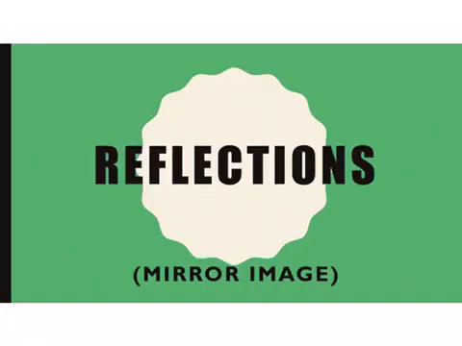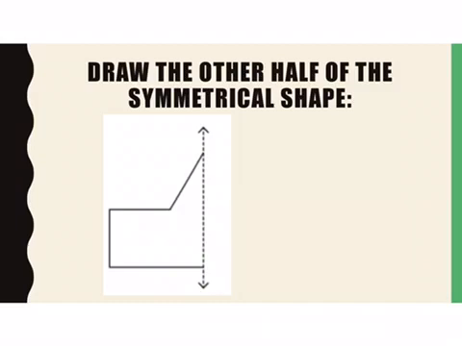Right. Today we are going to focus again on reflections. This is a type of transformation. Remember yesterday we learned that it was a mirror image, which means it's the same on both sides. So we started out by drawing the other half of this shape to make it symmetrical, which would look something like this. Mine's not perfect, but you know what I mean.